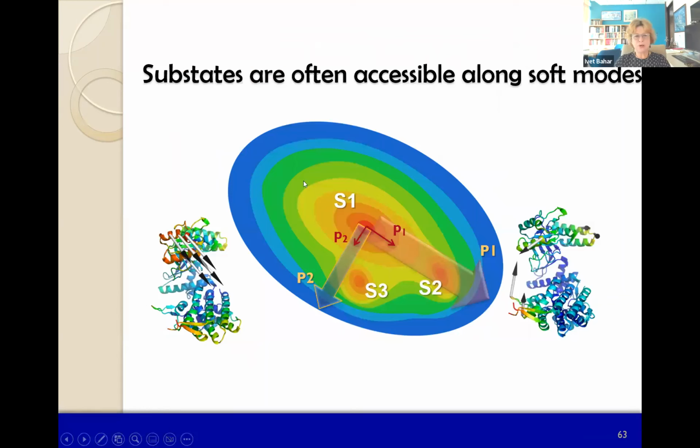So, for example, if you have a protein sitting here and you do ANM analysis, maybe you're going to predict a motion along this direction or that direction, and these might be very close to existing substates, as we have seen now in hundreds of applications.